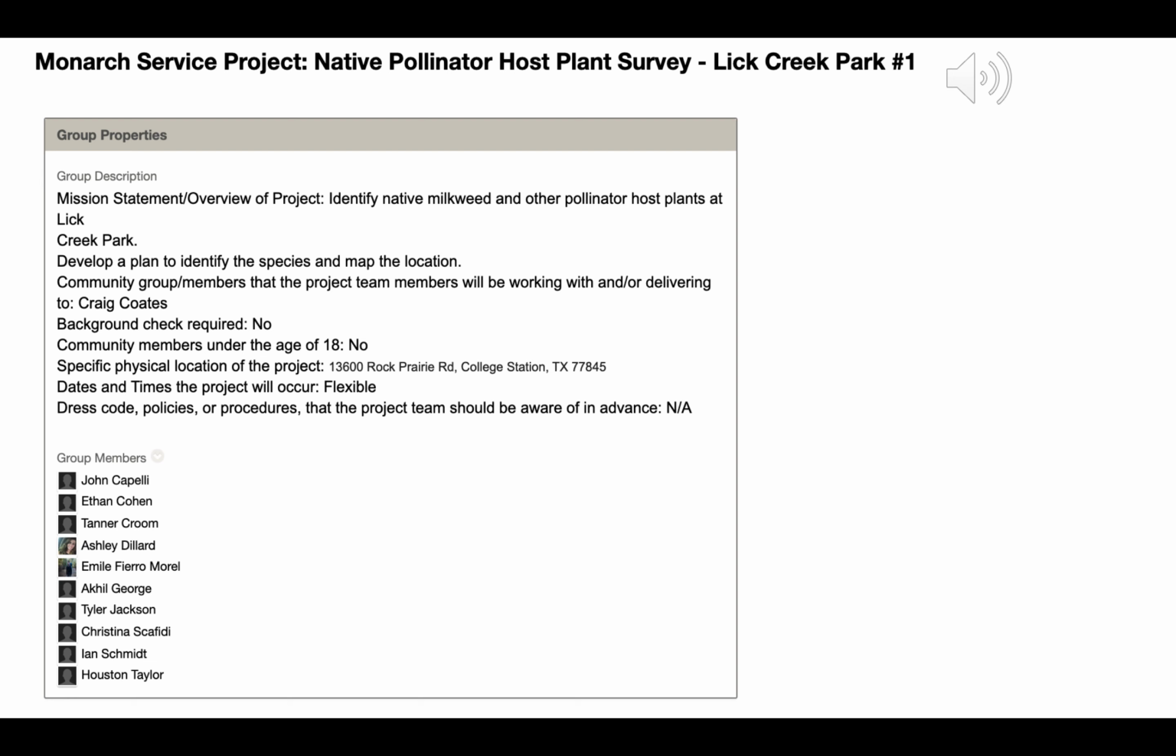So for our project, we had to map the park and its different locations and different trails. We had to identify the different species on the said map that we were to create. We also had to deliver this information to Dr. Coates. No other information was provided, and nothing else was really required for the project.